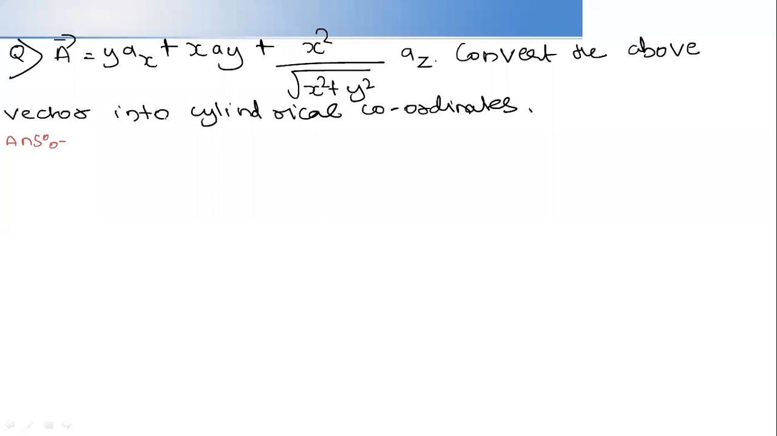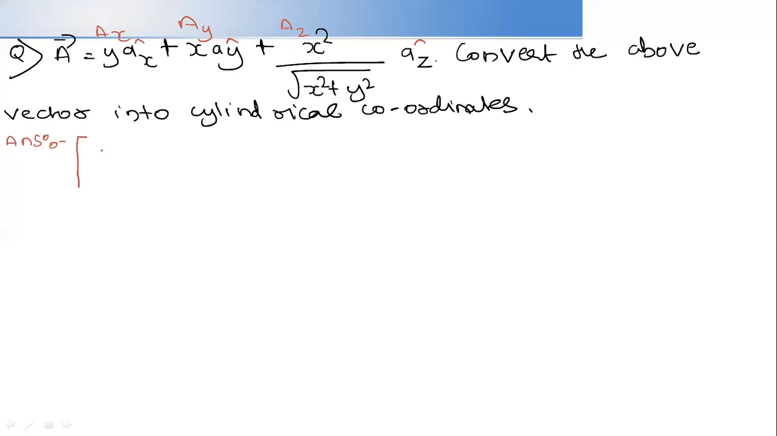We need to convert the above vector into cylindrical coordinates. Here the x coordinate is ax, ay, and this is az. This is our vector in terms of ax, ay, az. So we need to convert it. First of all, if it is a 15 mark problem, it may say derive and do. If it is a 3 mark or 5 mark question, you can directly go with the formula.